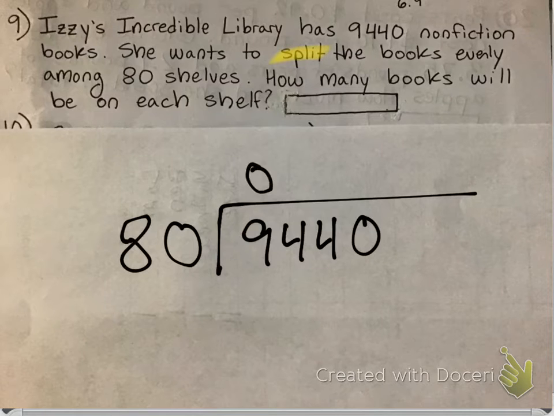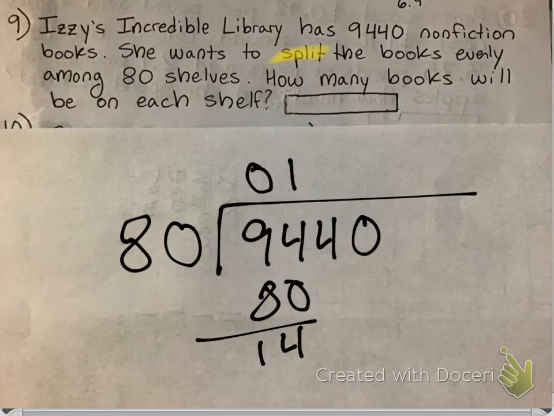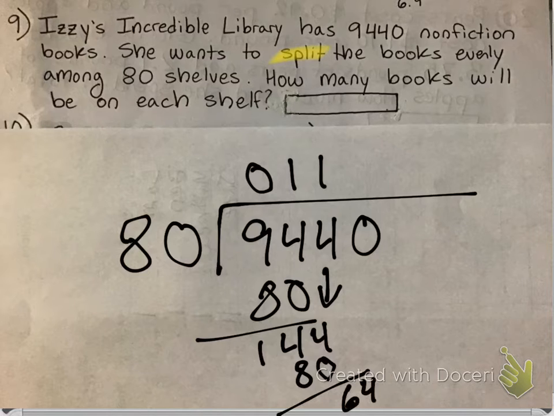It does not go into 9. It goes into 94 once. We're left with 14. We bring down... Well, actually, we bring down our 4, 144. It still only goes in once with 80. That's still going to bring us down to 64.